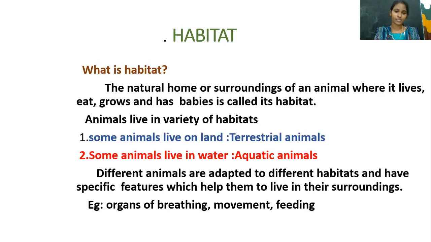The surroundings where an animal lives, eats and grows, that surrounding is called its habitat. The natural home or surroundings of an animal where it lives, eats, grows and has babies is called its habitat.